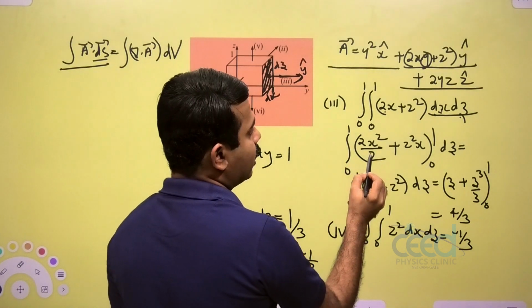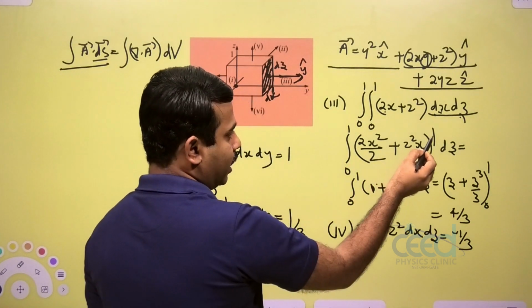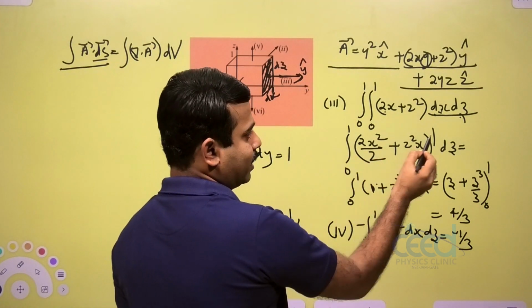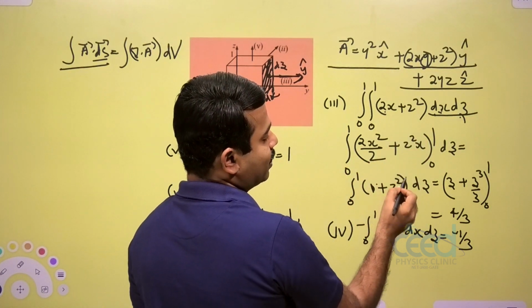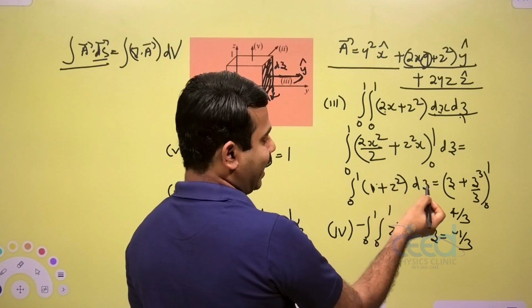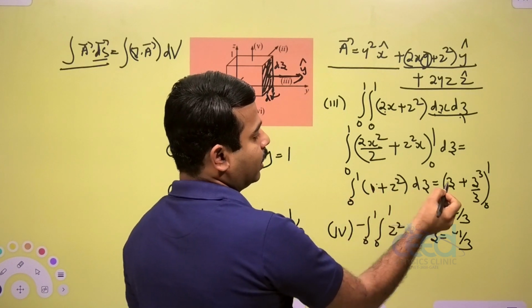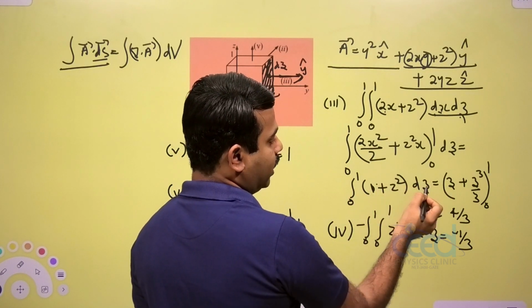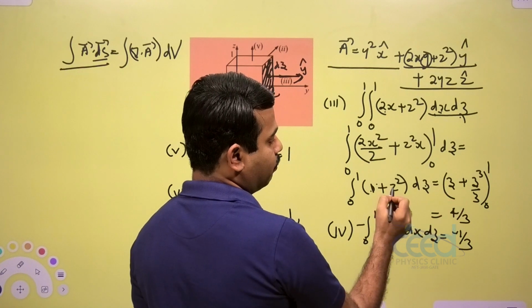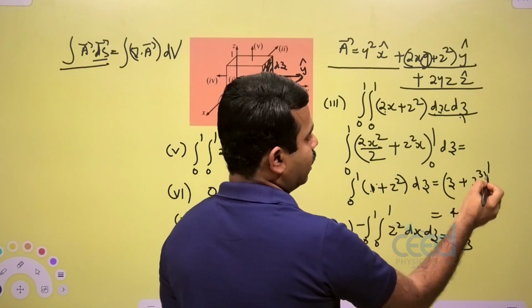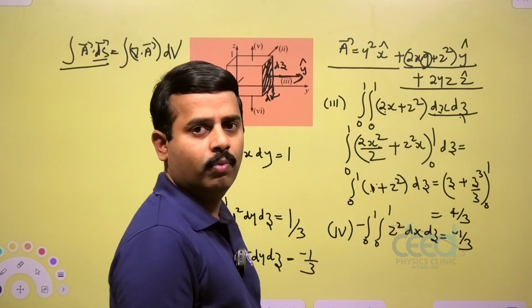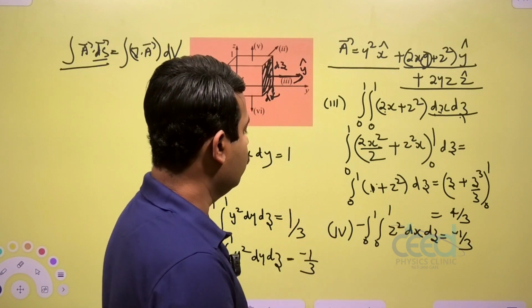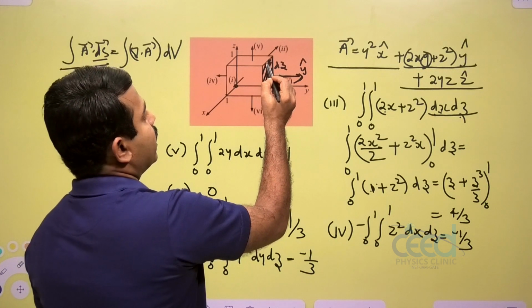Now this 2 cancels, and by giving 1 to the x variable, 0 to 1, then 1 plus z square dz. Then again integrate from 0 to 1, z plus z cube by 3, again give 0 to 1, then 1 plus 1 by 3 comes 4 by 3. Alright. So this face area we got.